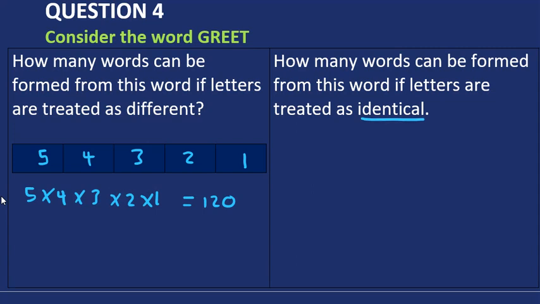And of course, if the letters are treated as identical, remember in greet we have got 2 E's. So to factor out the 2 E's, we take the 120 different options, and we divide it by 2, which would give us 60 words that can be formed if we consider E and E as identical, which they are. So to cancel out the identical letters, we divide by the 2.